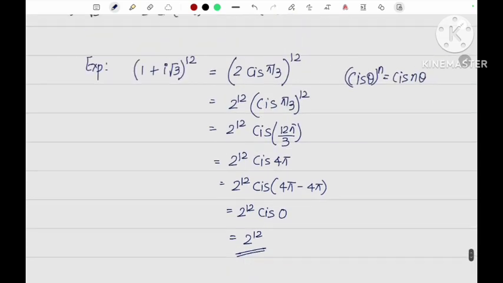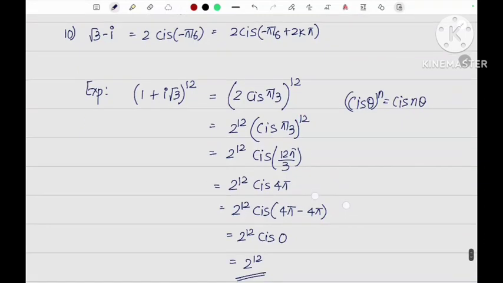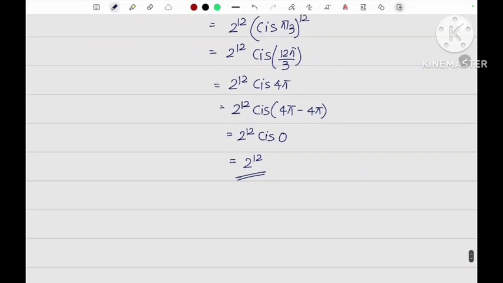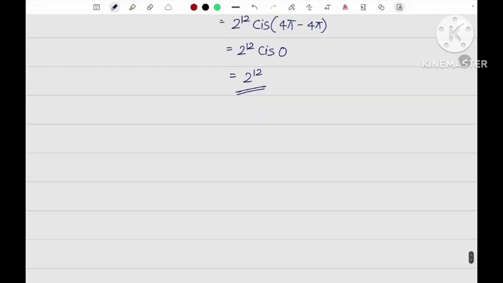So very simple. The only thing you have to remember is the concept of De Moivre's theorem, and where exactly you want to add or subtract the multiples of 2 pi to the argument of a complex number. We'll see more questions, more examples, and then it will be very clear to you. Next example.